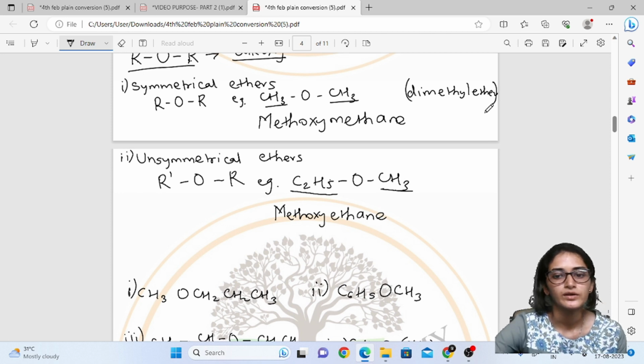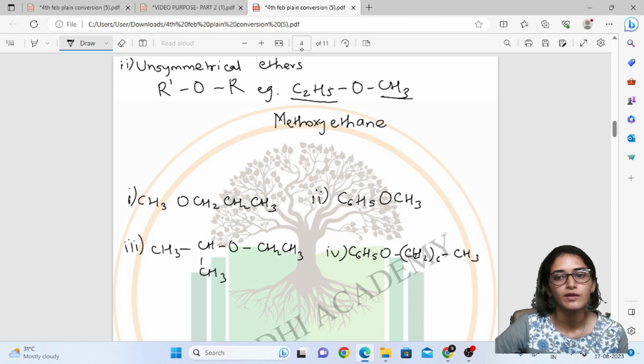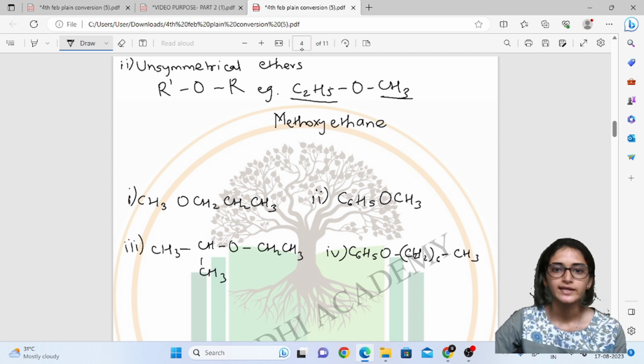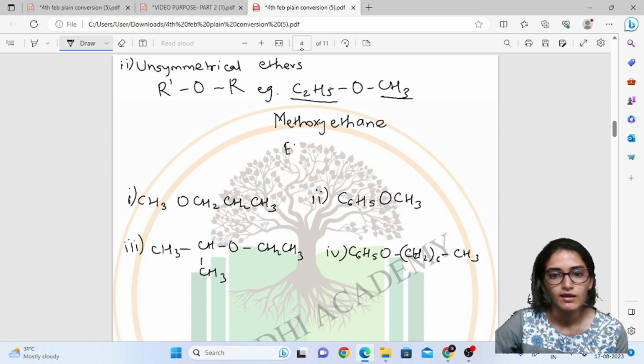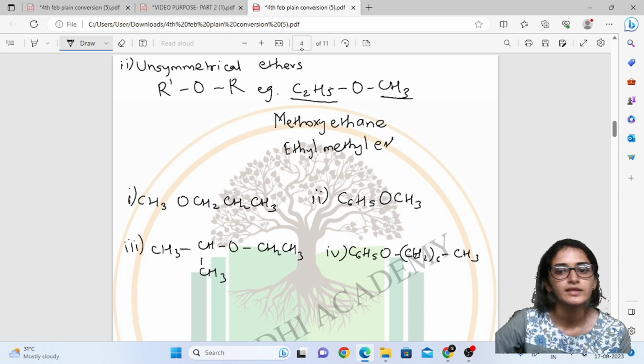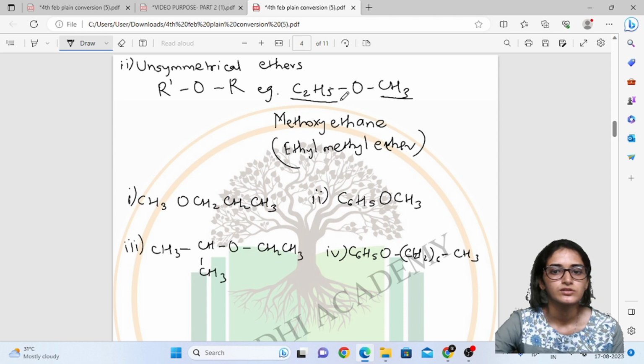Now here there are two different groups, so the name will differ. Here you have ethyl and methyl groups. According to alphabetical order you have to give the name. So does E come first or M come first? Obviously E comes first. So the name will be ethyl methyl ether. This is according to the common name. Okay, so this is about ethers.